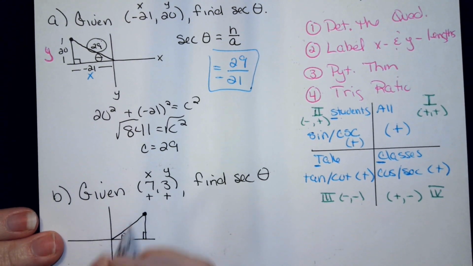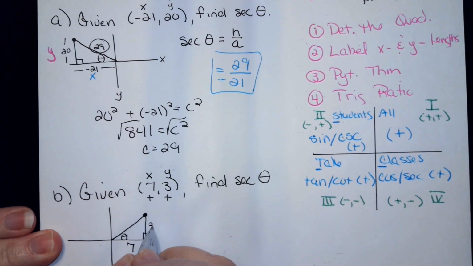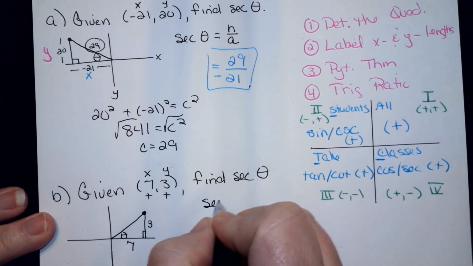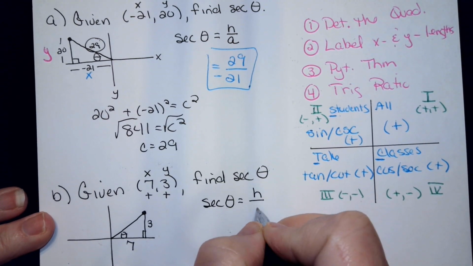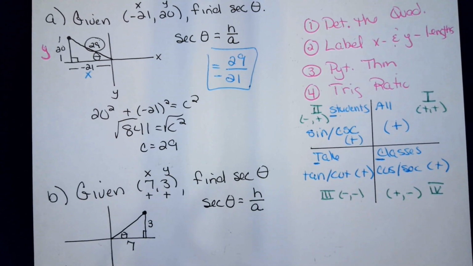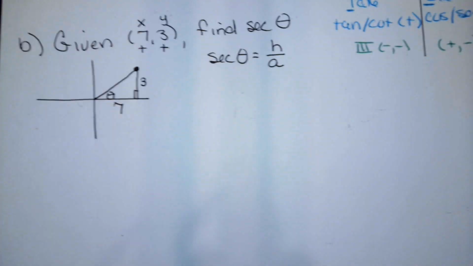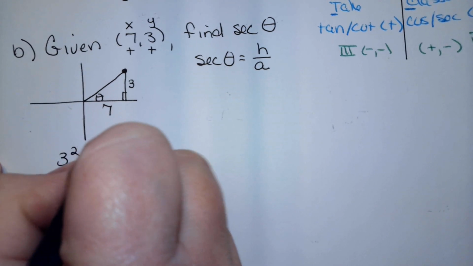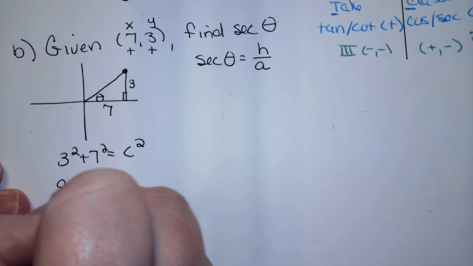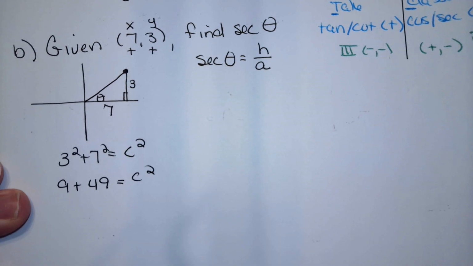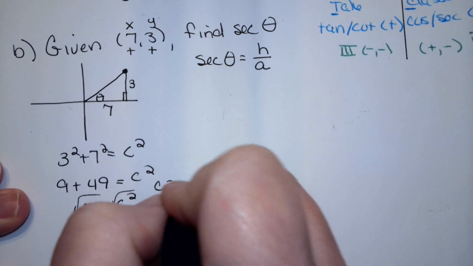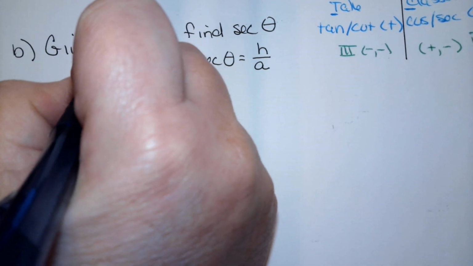Our x is 7, our y is 3, and they want the secant, and we know the secant is the hypotenuse over the adjacent. So once again, we're going to have to use the Pythagorean theorem. We got 3 squared plus 7 squared equals c squared. So 9 plus 49 equals c squared. We get 58 equals c squared. Taking the square root, we get c equals the square root of 58. So here the hypotenuse is the square root of 58.